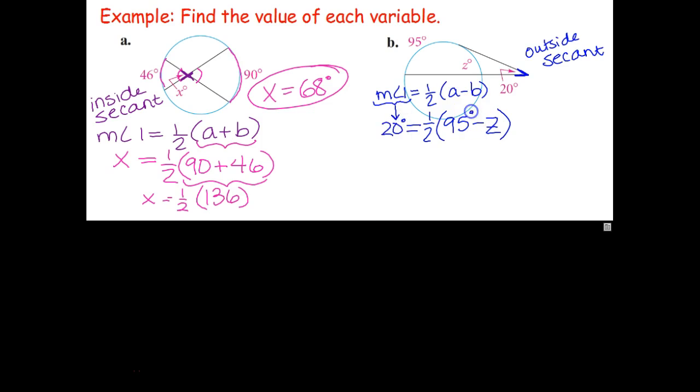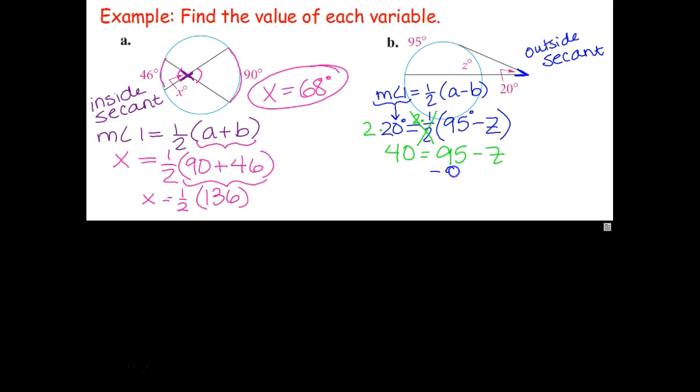So that's 20. All right, if you cut something in half, the way to undo cutting something in half or dividing by 2 would be to multiply by 2. So in order to get z by itself, the first thing we want to do is get rid of this fraction here. So we're going to multiply both sides by 2. So that's going to get rid of the fraction, and we're just going to bring the 95 minus z down. 2 times 20 is 40.